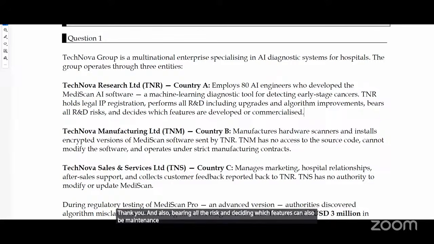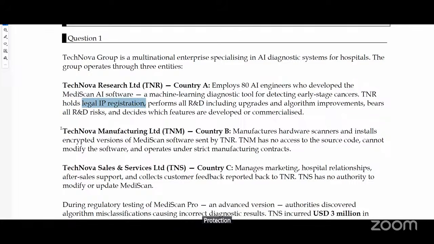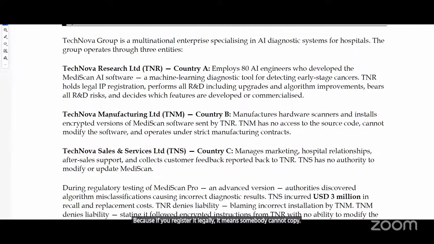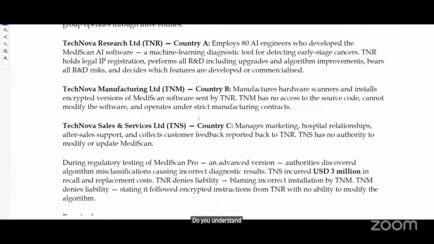Protection is the legal registration here. Because if you register it legally, it means somebody cannot copy. Do you understand? This is how you see it in a scenario.